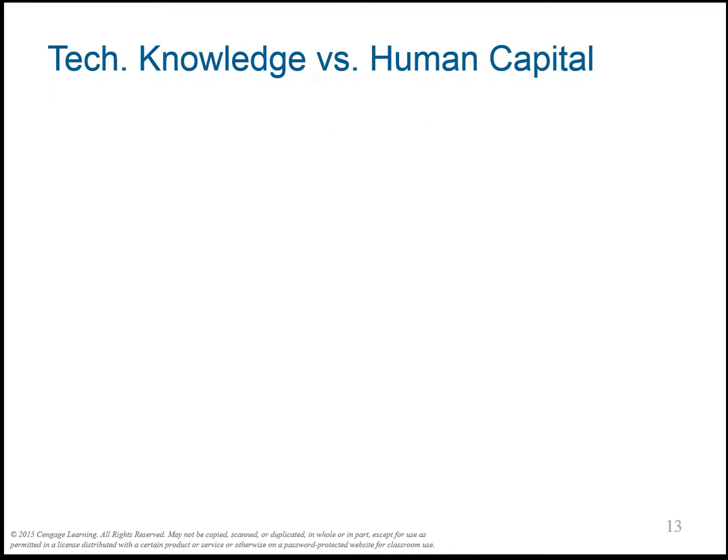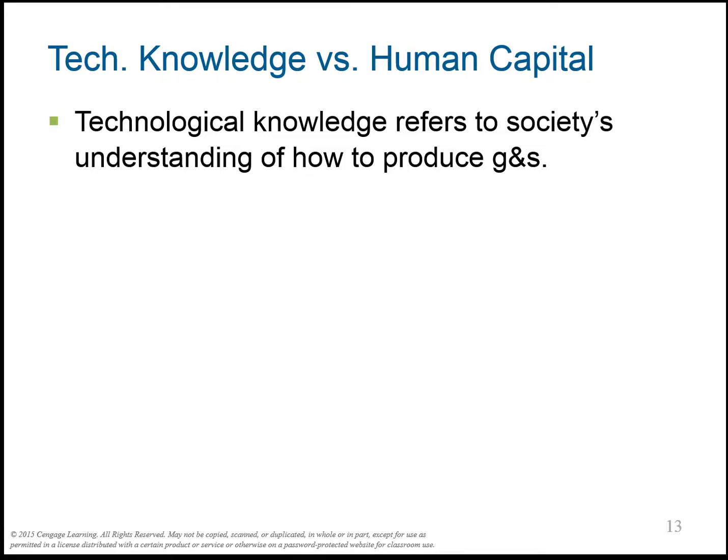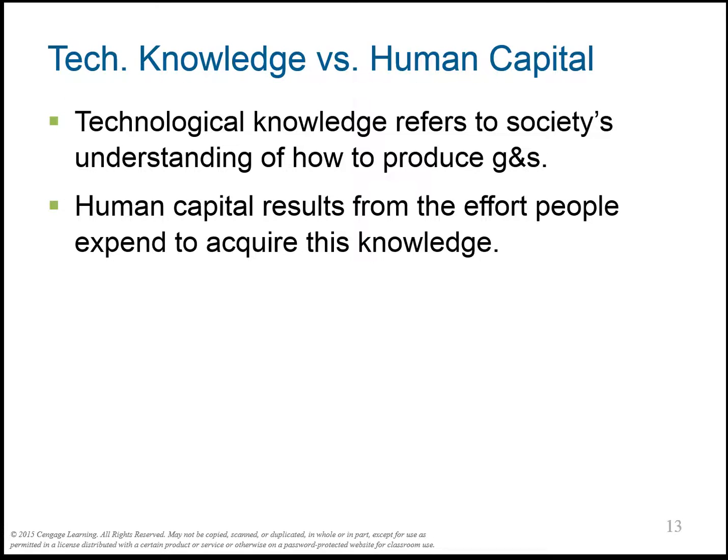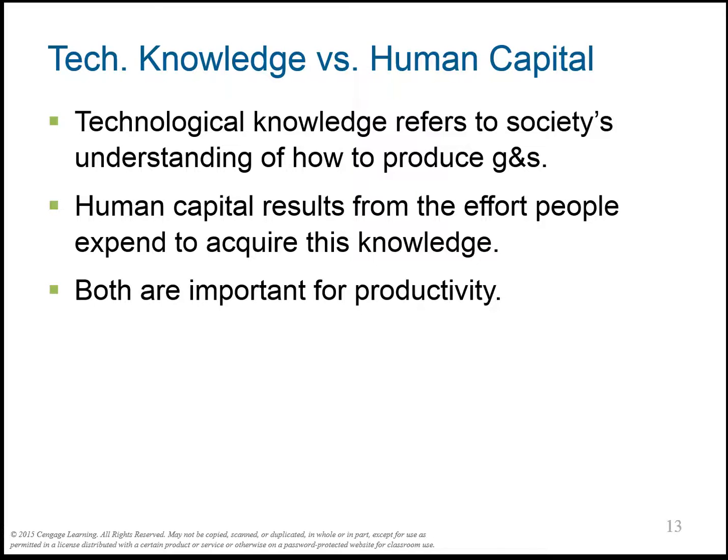Okay, so what's the difference between technological knowledge and human capital? Well, technological knowledge is basically something all of society has in general, knowledge to produce goods and services, right? Once Henry Ford switches those guys around, then every other assembly line can copy and follow suit. But human capital is something on an individual level. Human capital results from people going to school. So each individual worker in the assembly line would have to go to school. That would be an increase in human capital. So they're both very important for productivity, but quite different.